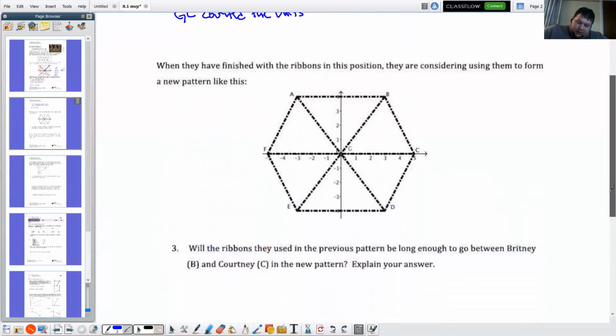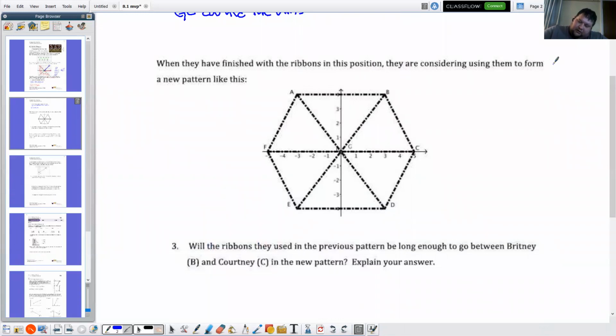Okay, so when they finish the ribbons in this position, they're considering using them to form a new pattern like this. So they're going to use these ribbons here and here to move out here and here. Okay, so will the ribbons they use in the previous pattern be long enough to go between Brittany B and Courtney C? So we're looking specifically at this pattern right there. Okay, explain your answer.